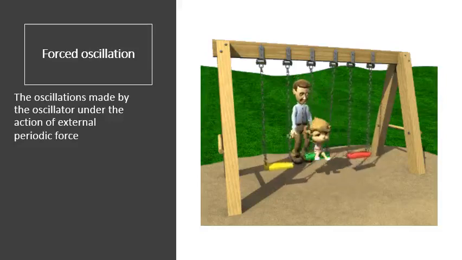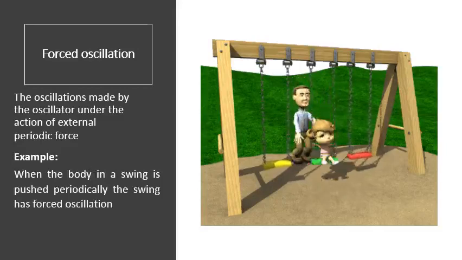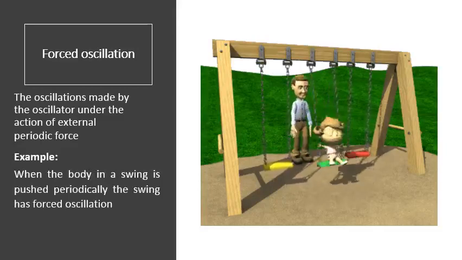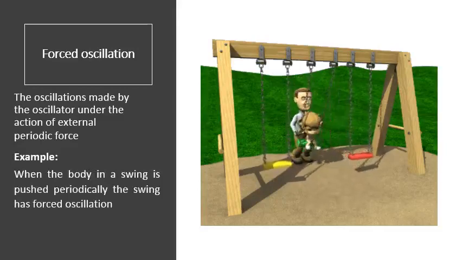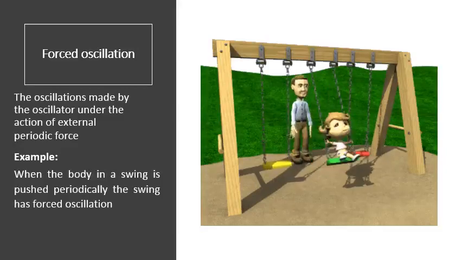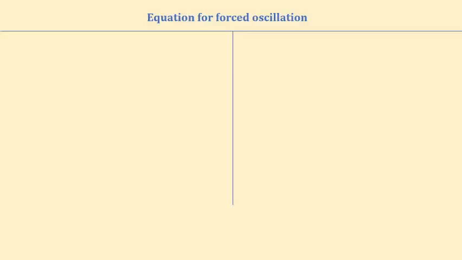Example for forced oscillation: when the body in a swing is pushed periodically, the swing has forced oscillation. Now let us derive an equation for forced oscillation. Whenever we are discussing forced oscillation, mainly three forces come into the picture which affect the oscillation of a body.